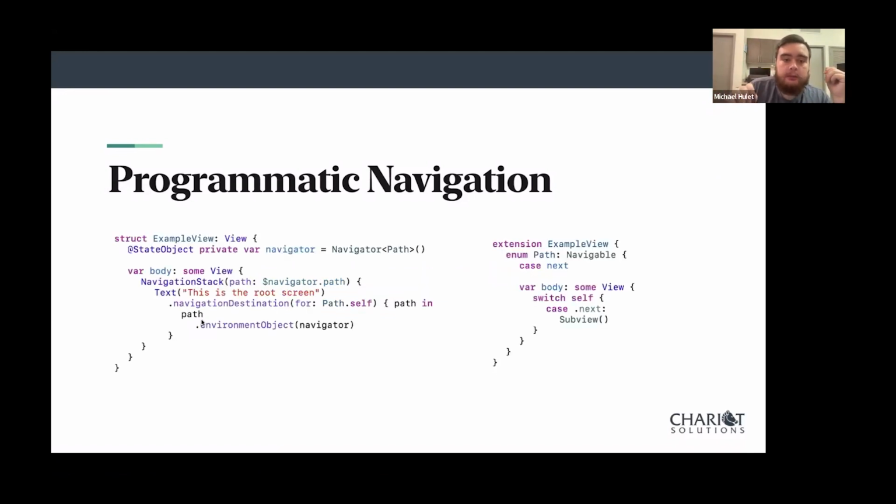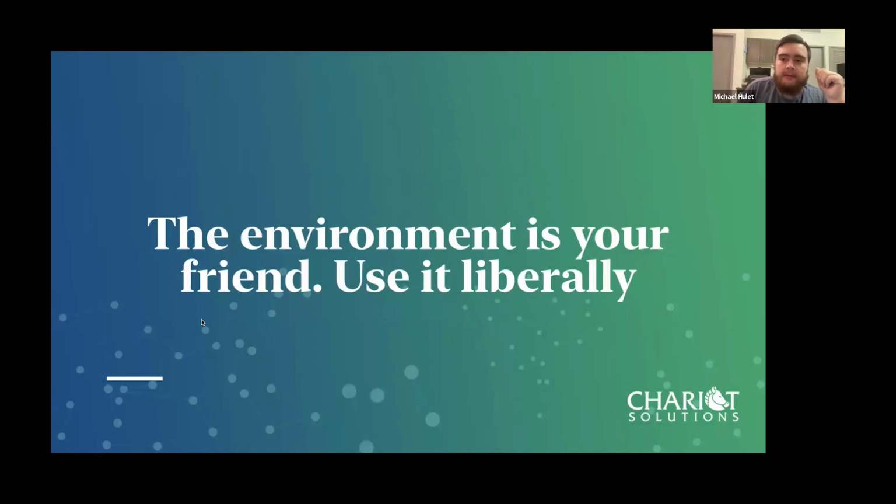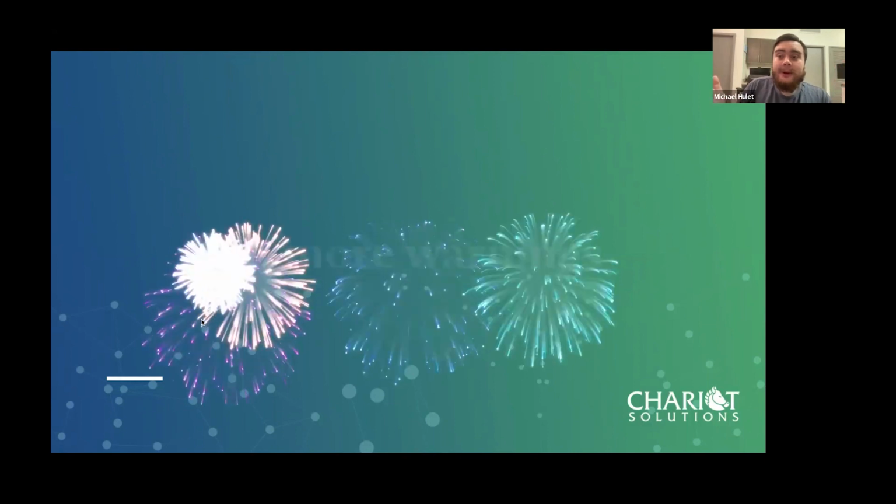But what's extra great about this is it's a reference type, so it can be modified from anywhere, and you can pass it down through the environment really easily. And so way down in the tree, way away from where NavigationStack was defined, we can just declare that we want this environment object that is the current context navigator, and we can go up and down however we want just by manipulating its path. Really, you should be using the environment as much as you possibly can to pass around your dependencies. It's SwiftUI's built-in dependency injection mechanism. It's a lot nicer of an experience than using singletons everywhere. Use it liberally.